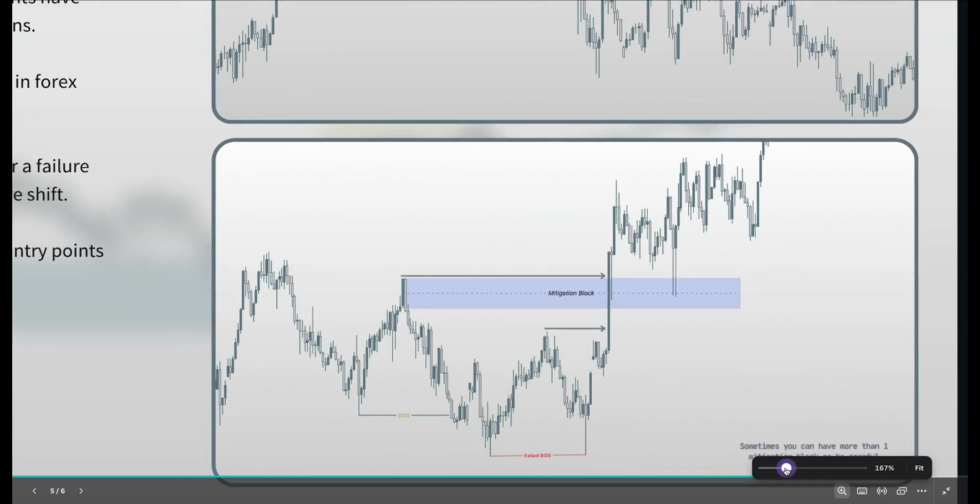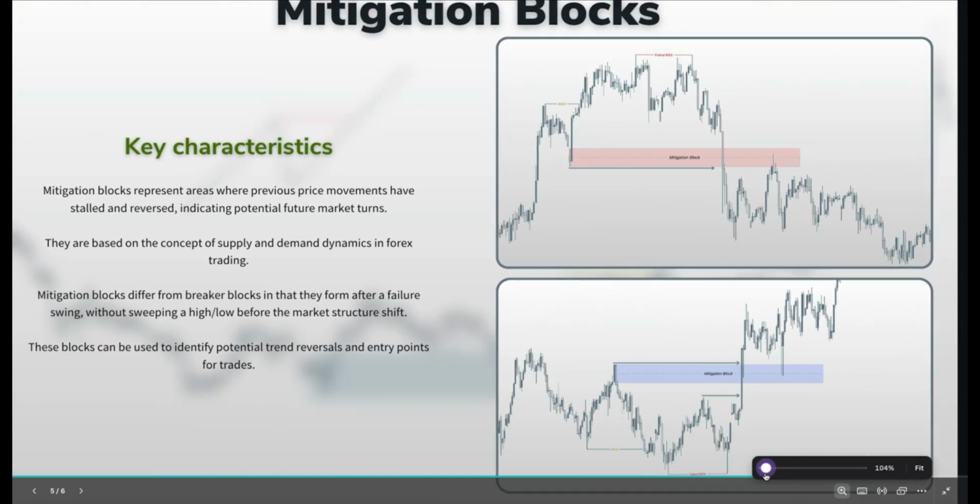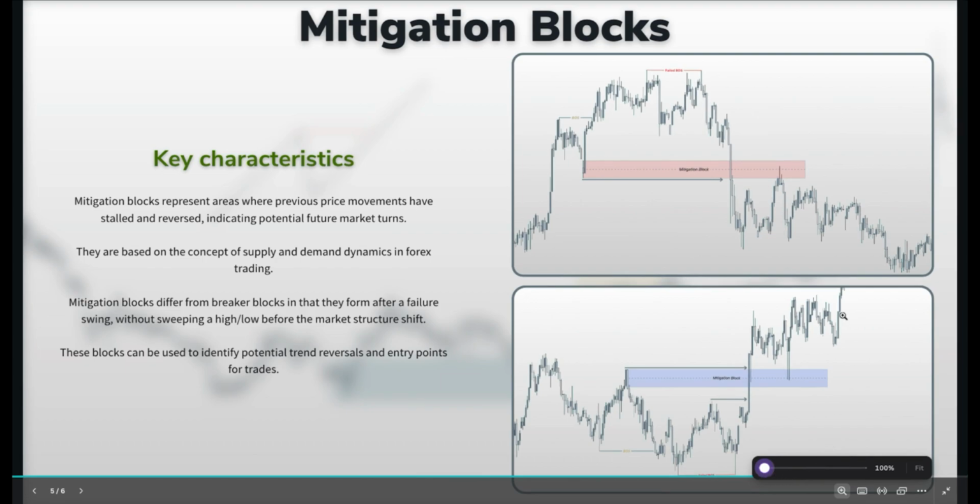Pretty simple, guys. Again, you don't have to worry too much about identifying what the exact type of order block it is that you're looking at. If it's a mitigation block, if it's a breaker block, just mark them up. Don't worry about labeling them, right? Just as long as you know how to mark them up and you know how to trade with them, you'll be fine.